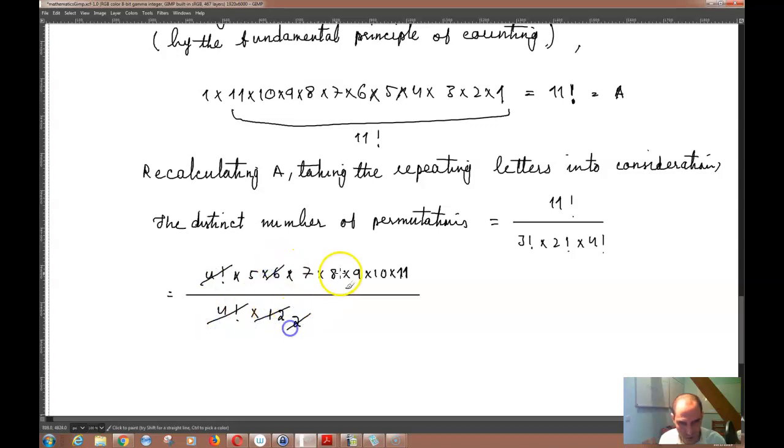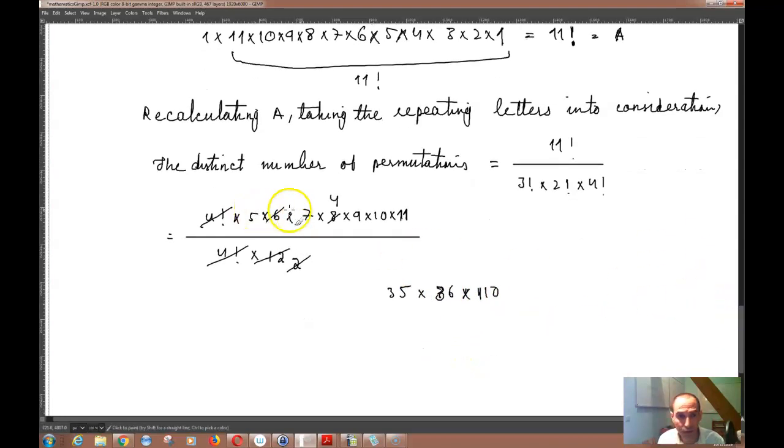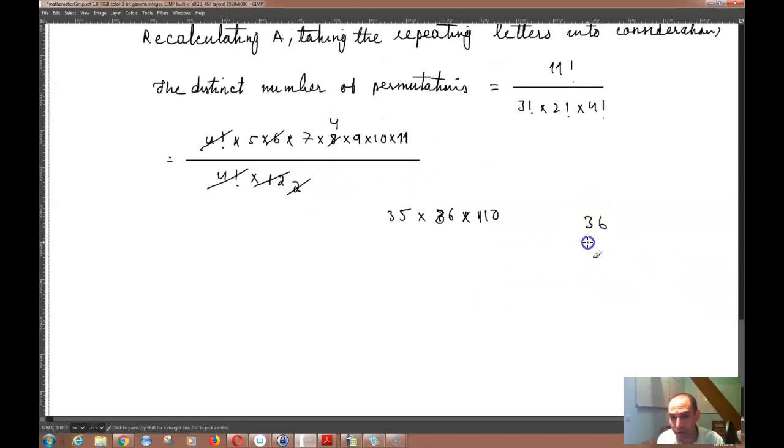You get a 2 here, you get a 4 here. So that's 35, that's 36 and 110. 36 times 110. And that is equal to, so that's 35, 36, and 110. So you have 36 times 35, which is equal to 288. Now 288 times 11.